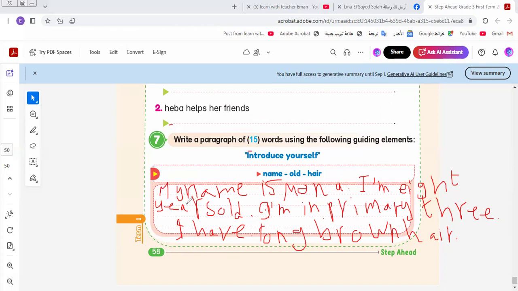Here we say, my name is Mona. I'm 8 years old. I'm in primary 3. I have long brown hair. And put a full stop at the end of the sentence. Okay, it's not wrong to add one, two or three words. But you must select suitable words and write with good spelling and good grammar. When we write the text, we must take care of spelling and grammar structure.